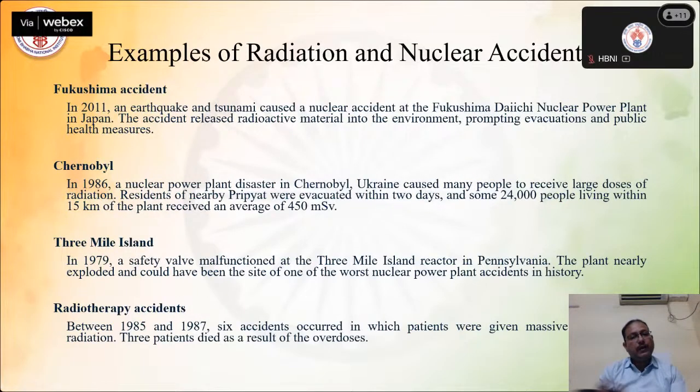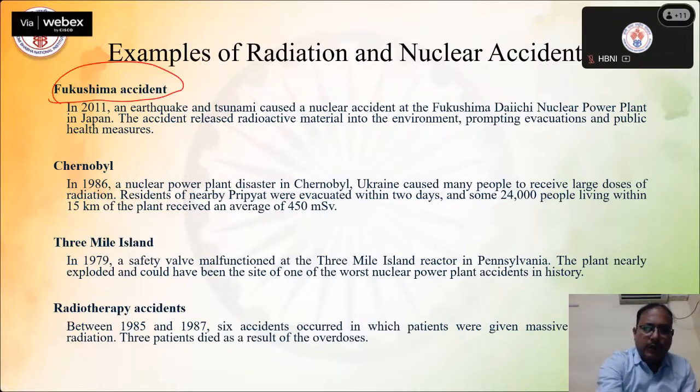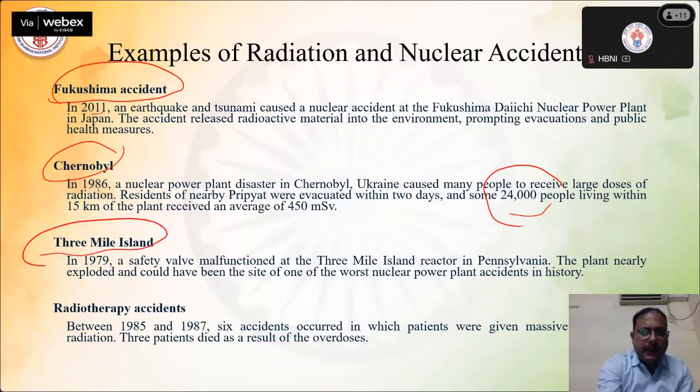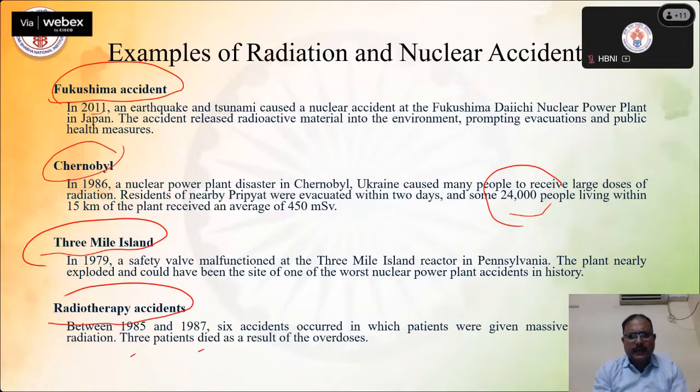Examples I have already quoted, and you will learn in more detail about the impact: Fukushima, 2011, Japan; Chernobyl, 1986, 20,000 people affected; Three Mile Island, 1979; and radiotherapy accidents, 85, 87. So there are certain issues, but I will quickly skip these slides because we will learn a lot in subsequent slides.